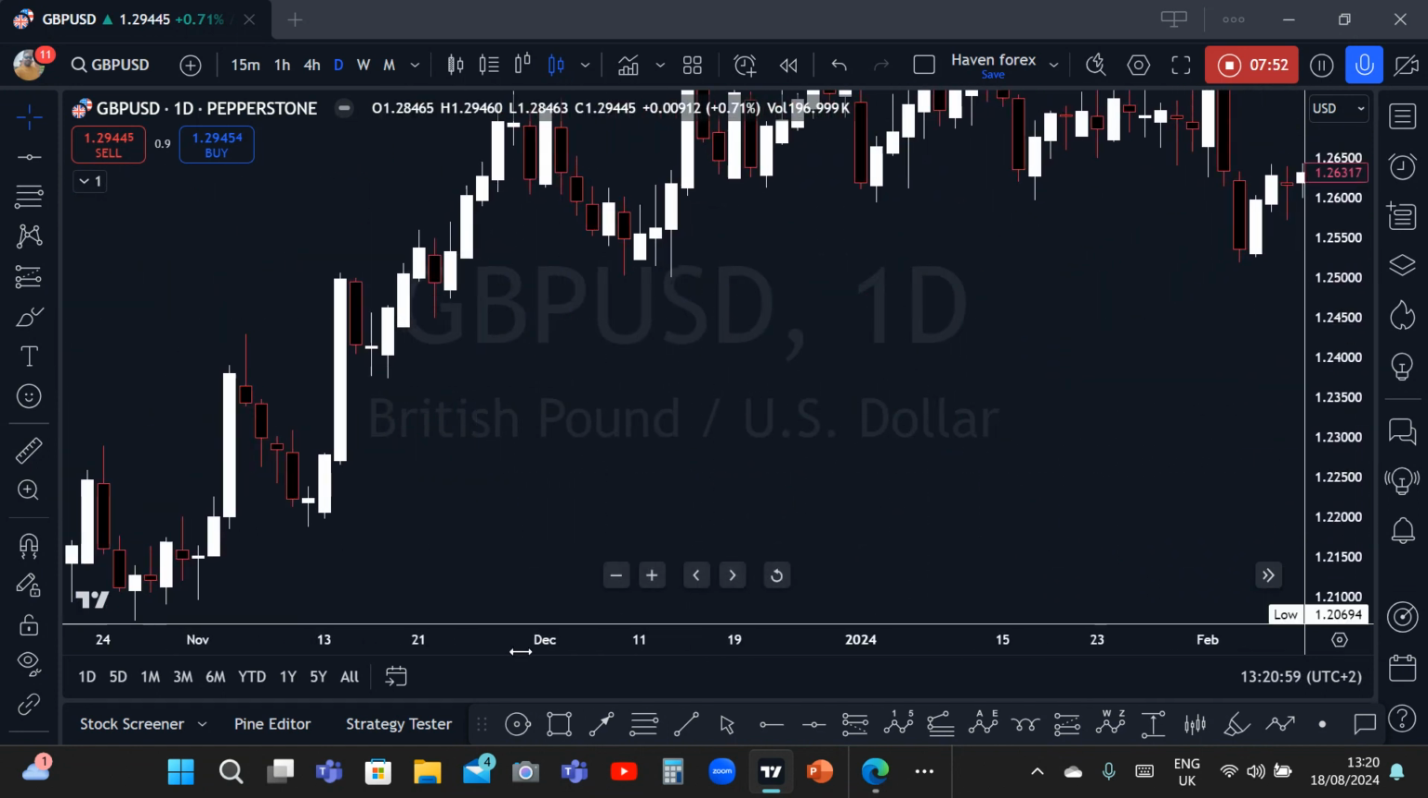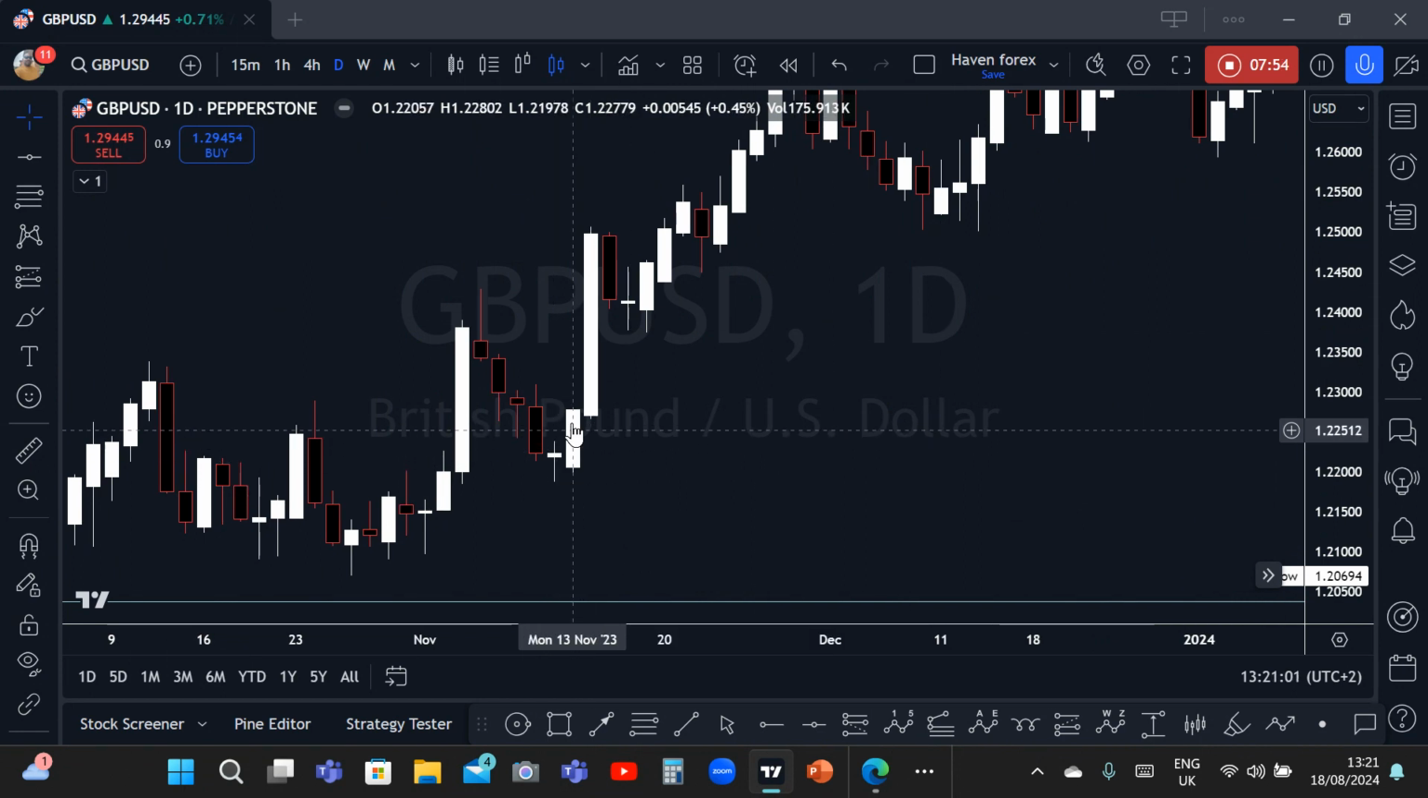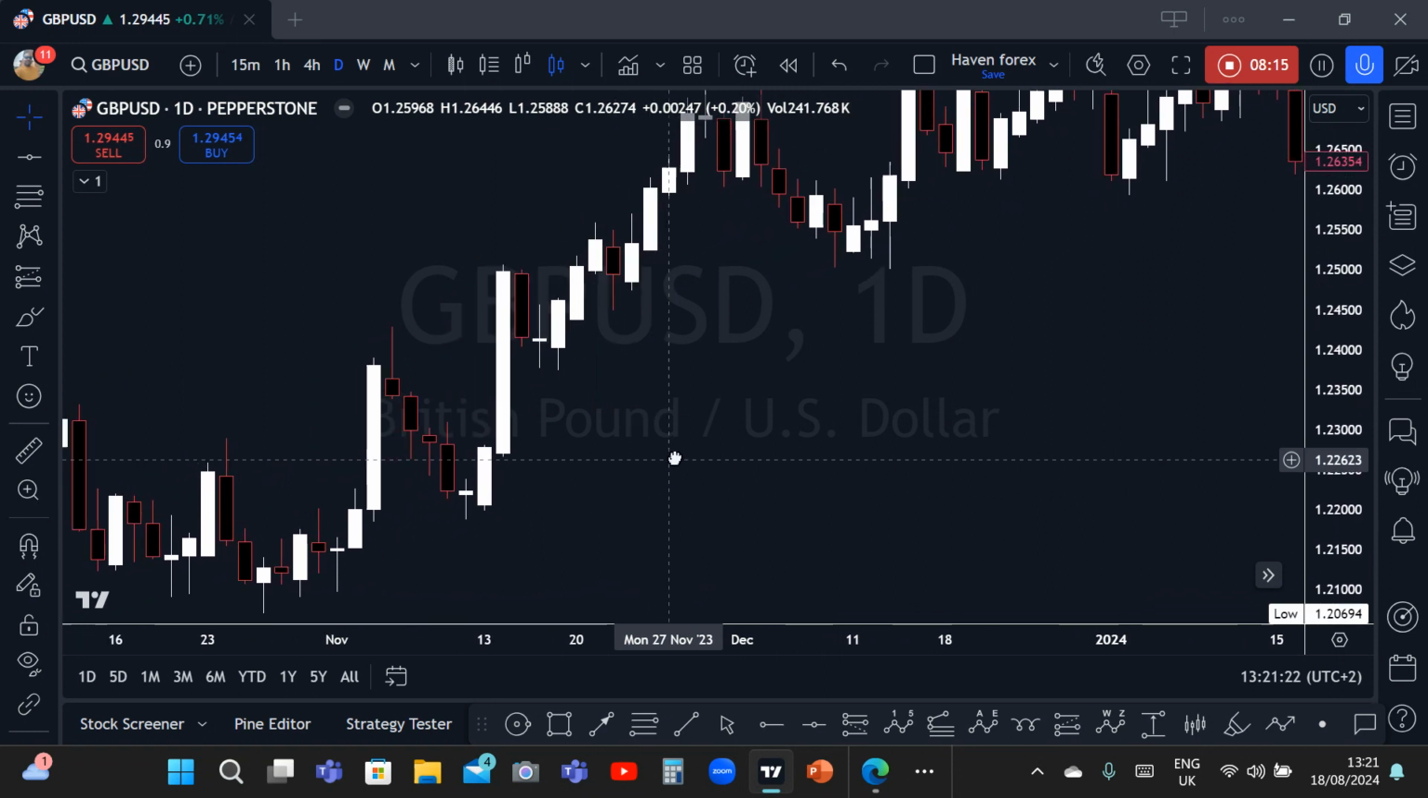It's something like this. When something like this happens, this full bodied candle, you know that something happened here, and that's what makes the price just shoot up like this immediately. So that is how you can identify imbalance.